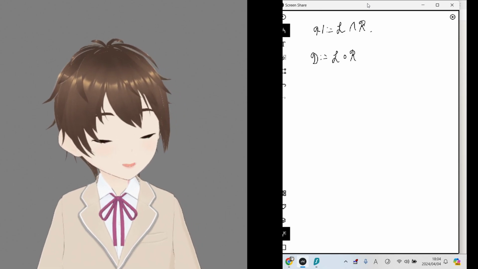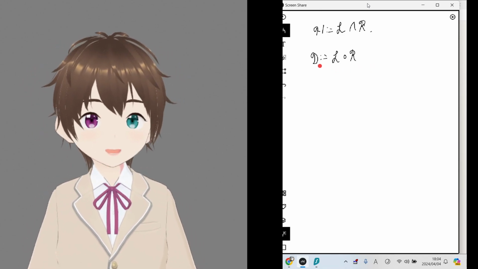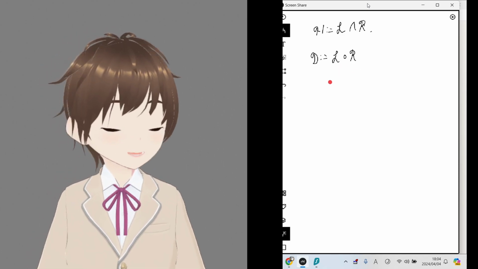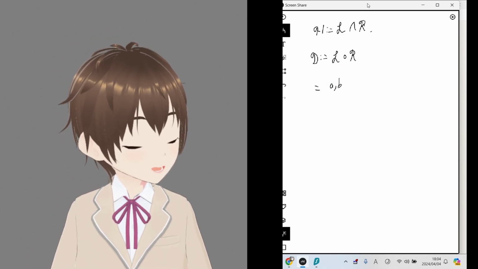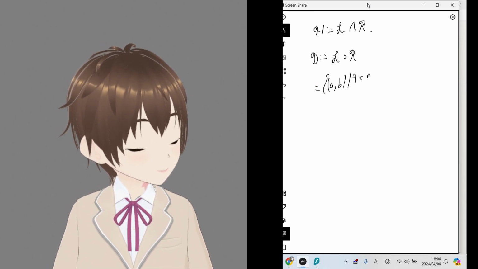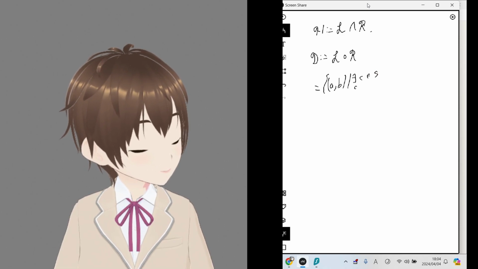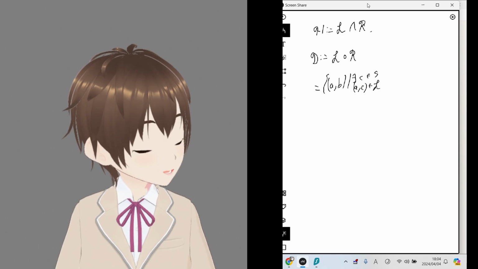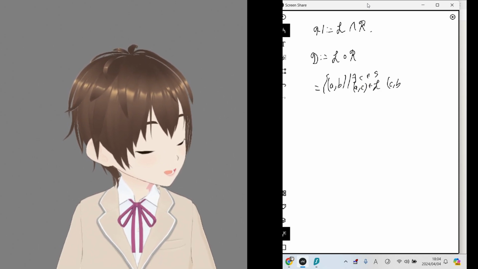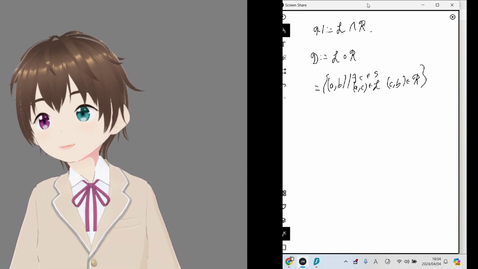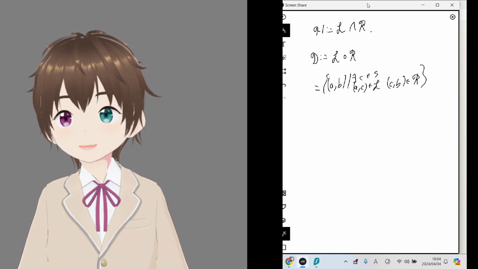So how does that work? D, L and R are equivalence relations, so they're binary relations. So I can take the composite. This is (A, B) such that there exists a C in S such that (A, C) is in L, and (C, B) is in R. This is the definition.